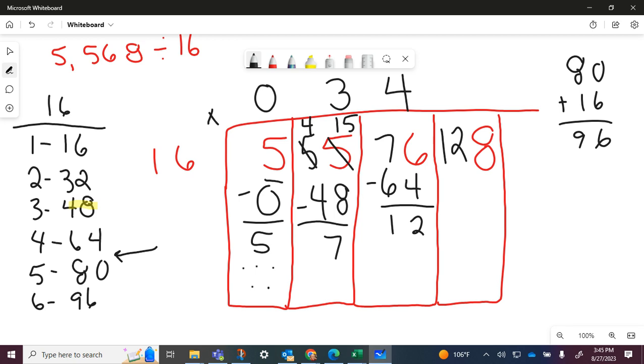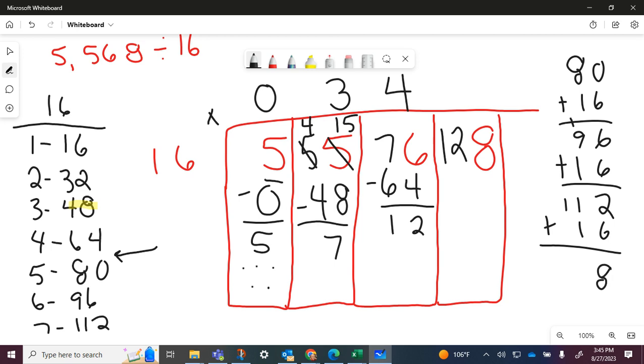Okay, I'm trying to get as close as I can to 128, so I've got to keep going. So let's add another group of 16. That would be 9, 10, 11. I'm getting closer, but not quite there yet. All right, now let's do another. That would be 6, 7, 8, 2, and 1. Oh, look, there it is. All right, so 8 groups is 128.